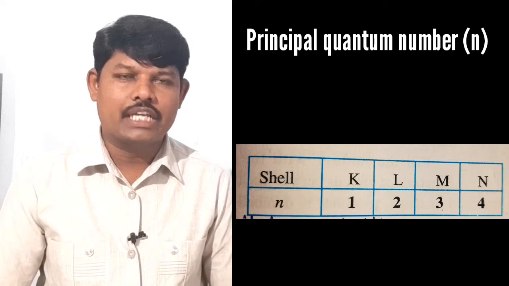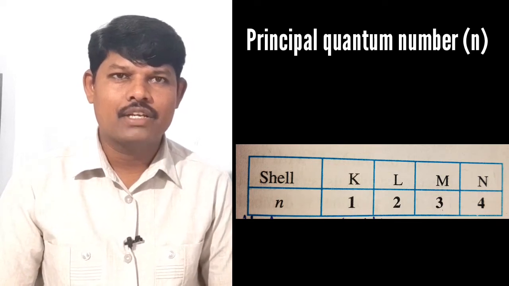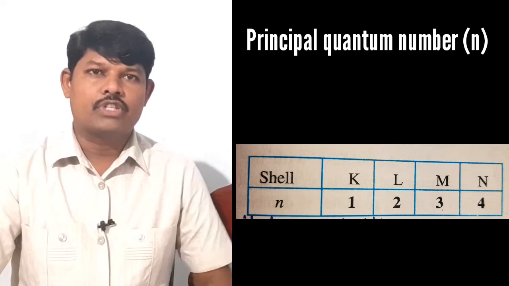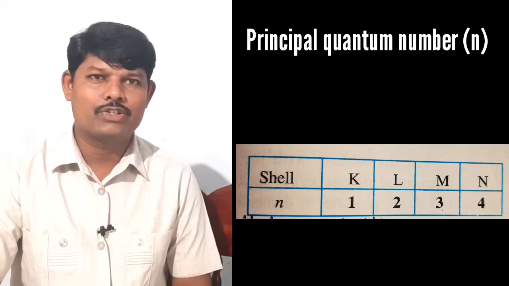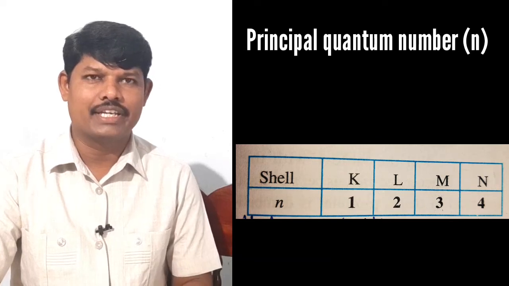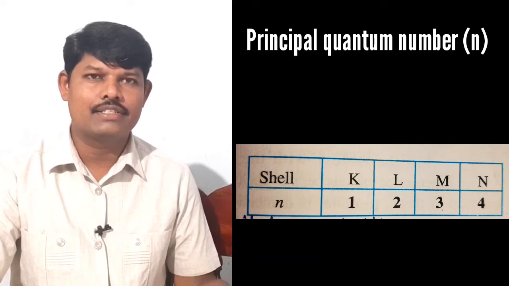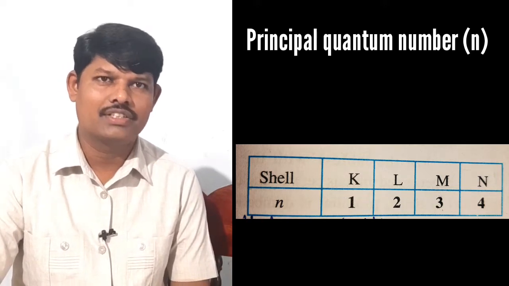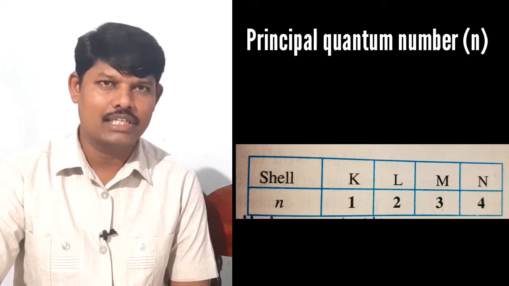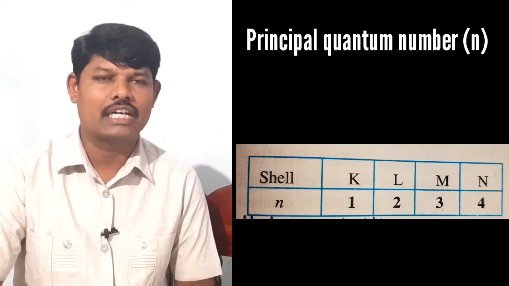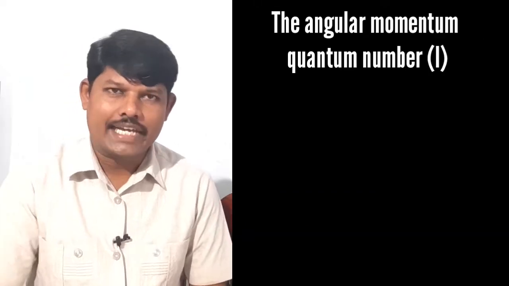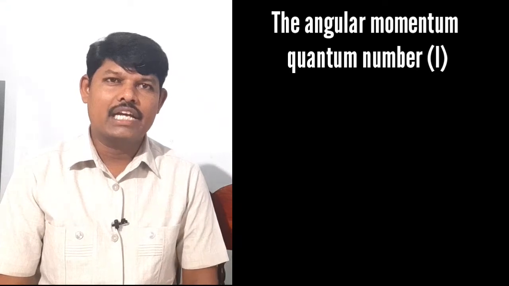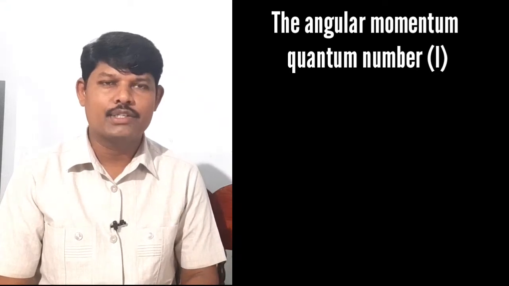You can observe the table in the textbook, where the shells and their energies are given and represented by letters. Observe the table: the shell is given and it is denoted by n. Letters and at the same time numbers are also given: K 1, L 2, M 3 and N 4. These are all capital letters. And the second one, the angular momentum quantum number, proposed by Sommerfeld.